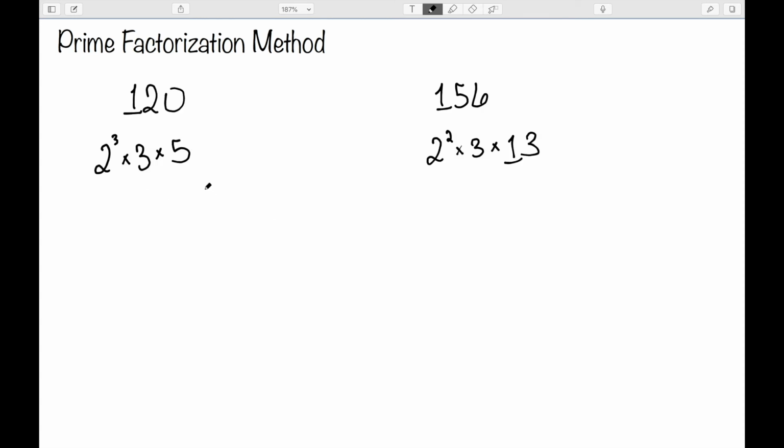Next, let's look at the prime factorization method. Let's consider 120 and 156. We know the prime factorization of 120 is 2 cubed times 3 times 5, and the factorization of 156 is 2 squared times 3 times 13. So when I find my least common multiple, I'm going to start by writing down the entire first prime factorization, and then I go to the next one. I have 2 2's. Well, down here I've already written down 3 2's, so I've already accounted for those 2. I've already accounted for a 3, but I'm missing a 13. So my least common multiple would be 2 cubed times 3 times 5 times 13.